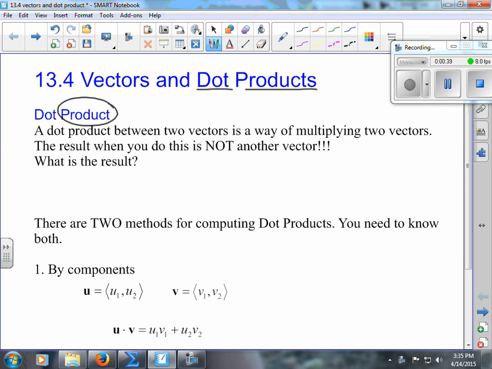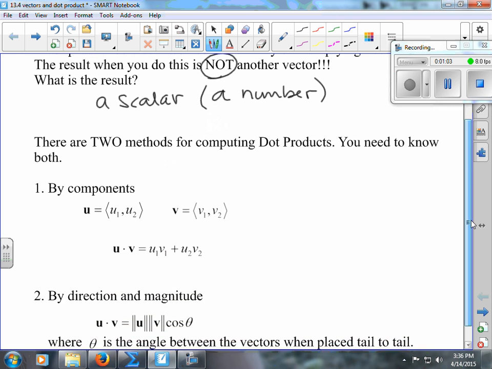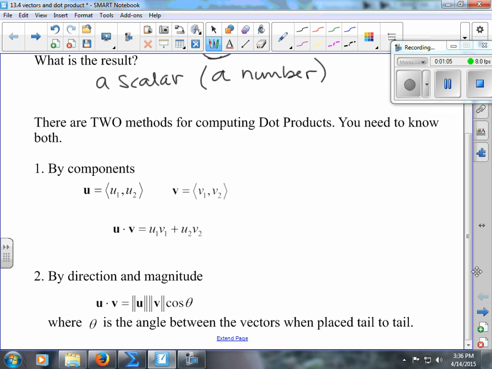It's the simpler product. One important thing to note is that the answer when you multiply these two vectors is not another vector. So what could the result be? The result is actually a scalar, or just a number. Just a plain old number. That's what a dot product evaluates. So we have two methods for computing dot product. There are two definitions for how to compute a dot product between two vectors.